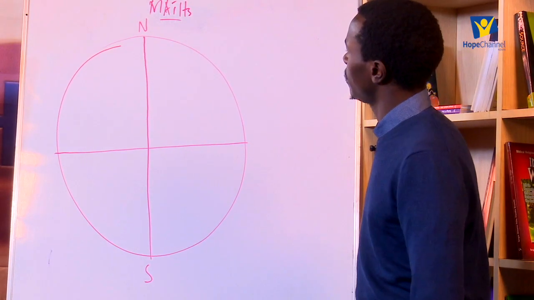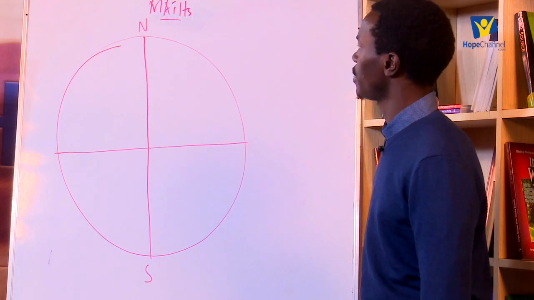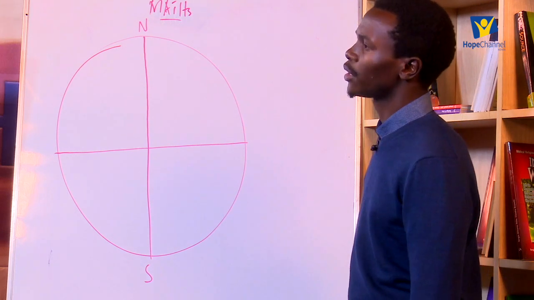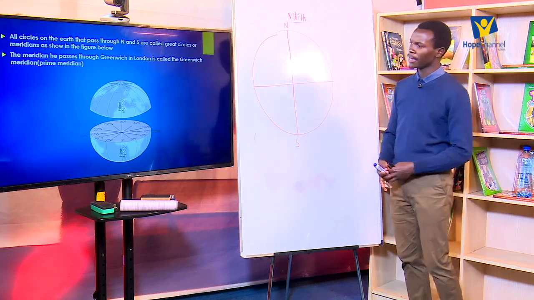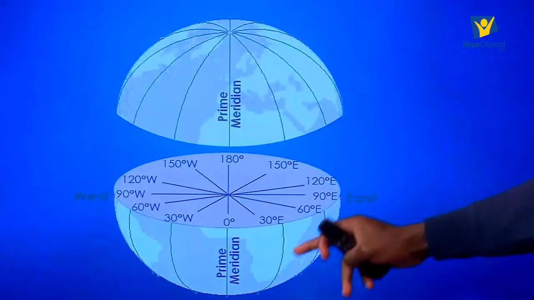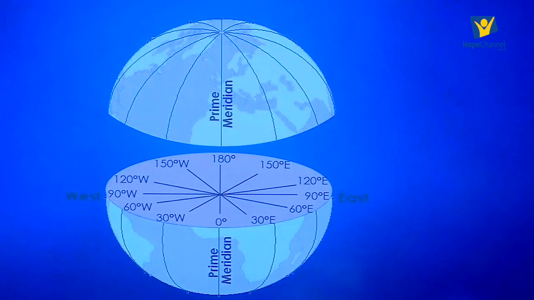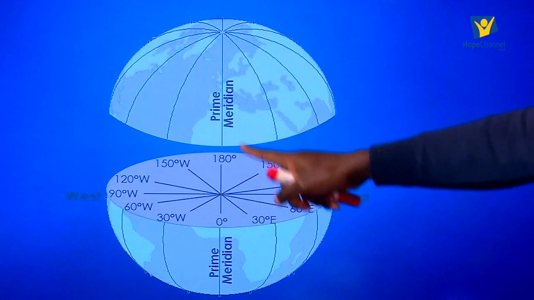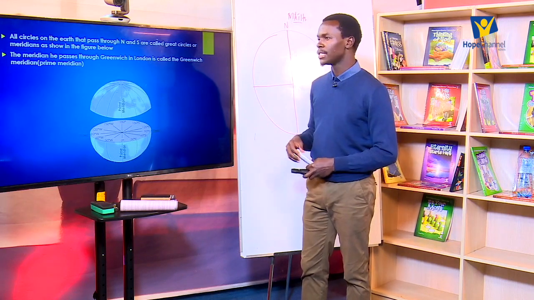And now, being that the earth is spherical, it is made up of circles that run from the north to the south. We call these circles the meridians, just as you can see in the diagram here. They pass through the South Pole and the North Pole. They show how far a place is east or west of the prime meridian. The prime meridian is also called the Greenwich meridian because it passes through a place known as Greenwich in London. At that point, it is 0 degrees east or west.